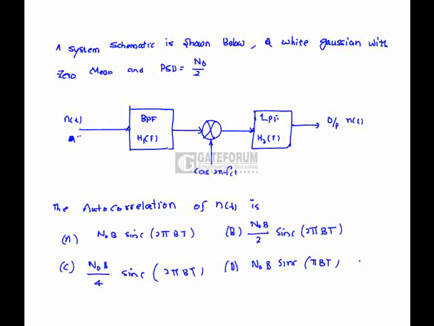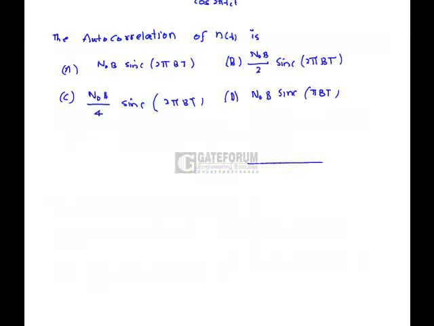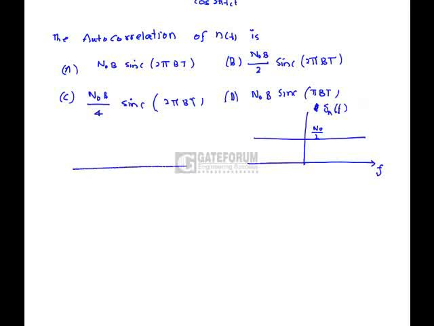White Gaussian noise, whose mean is 0 and whose two-sided power spectral density is N0 by 2. So if we look into the PSD diagram of a white Gaussian noise, it is N0 by 2 for all frequencies. This is Sn of f.